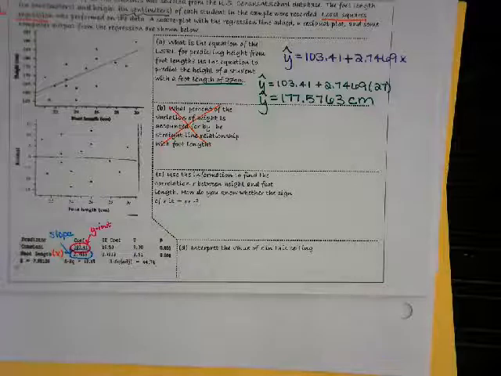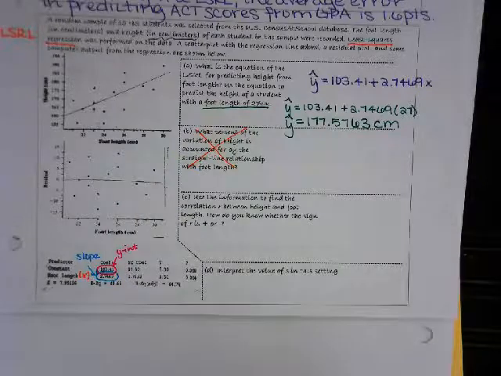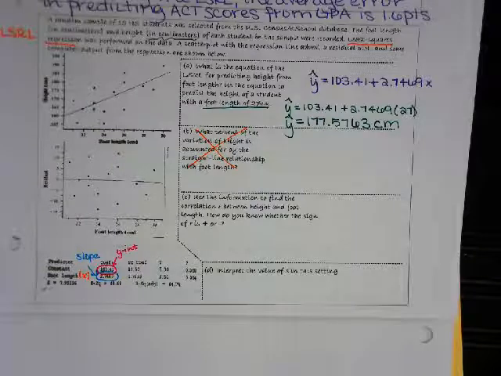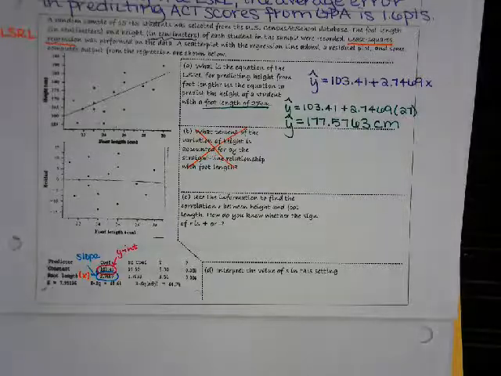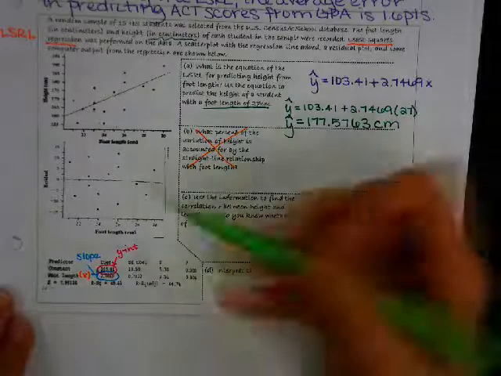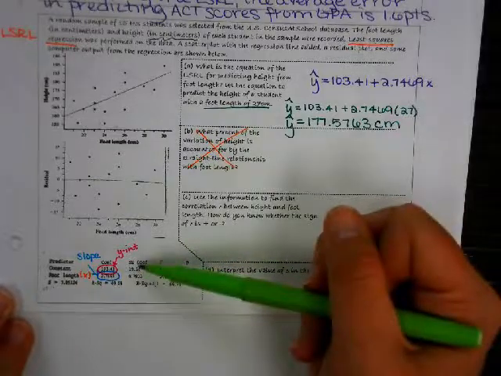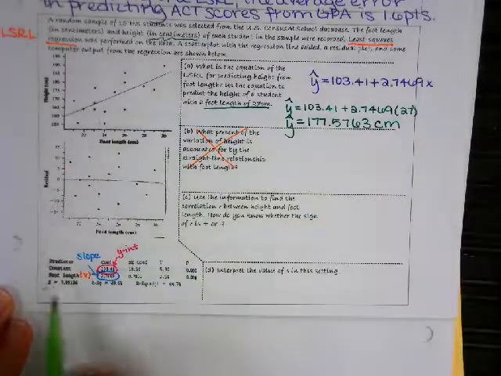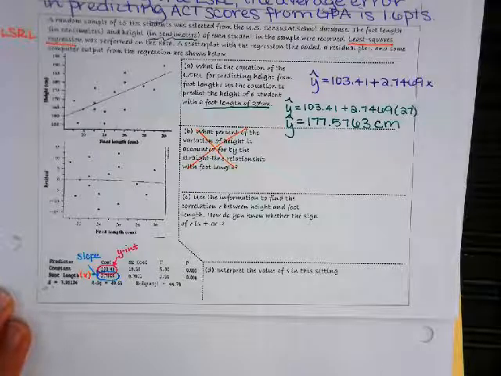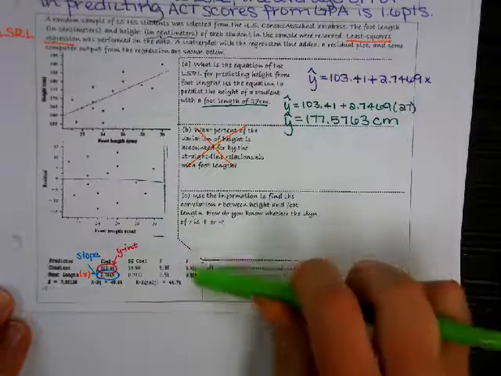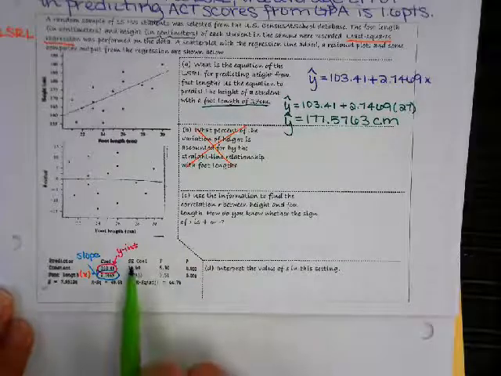So C says, use the information to find the correlation r between height and foot length. And how do you know whether the sign of r is positive or negative? Down in the computer output information, down across the bottom, we don't use these columns, at least not yet. So really that first column is important, and then the information along the bottom is important. We'll get to where we use P later on. This is your standard error coefficient, which we don't use in this class, and we don't use T.